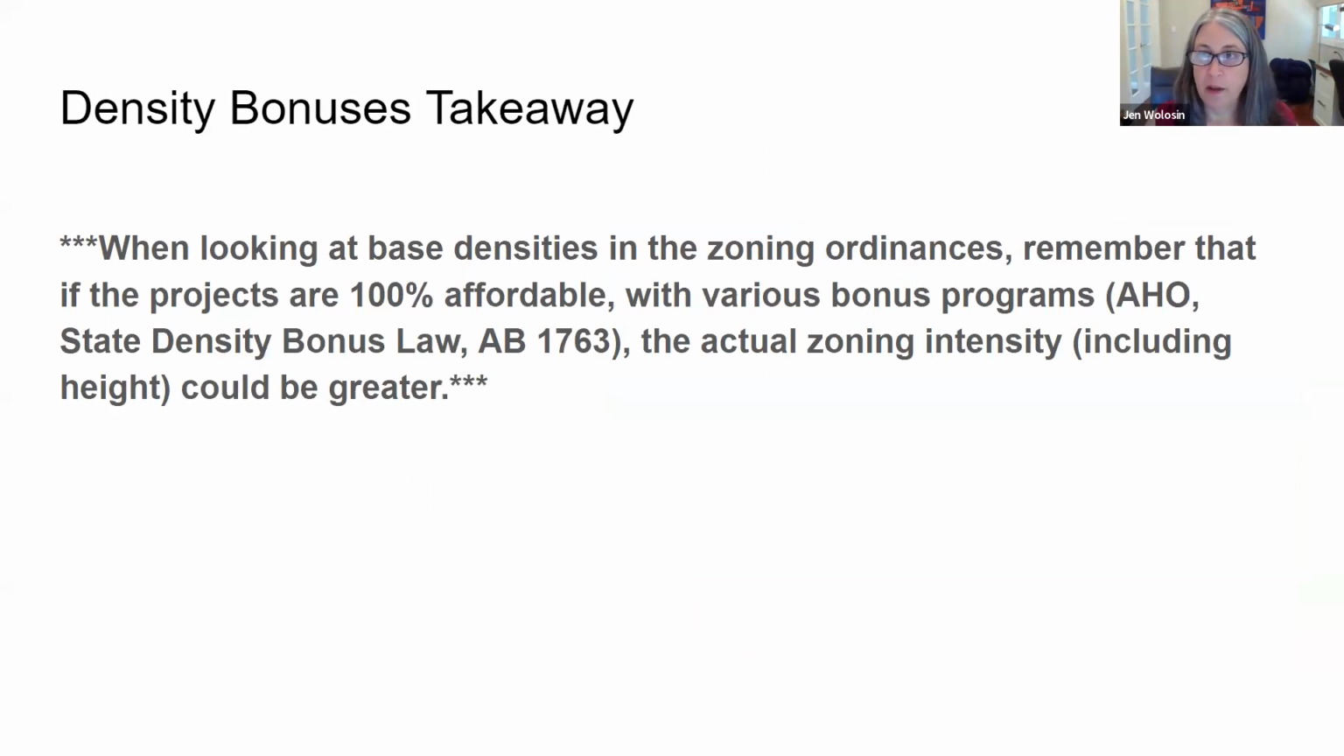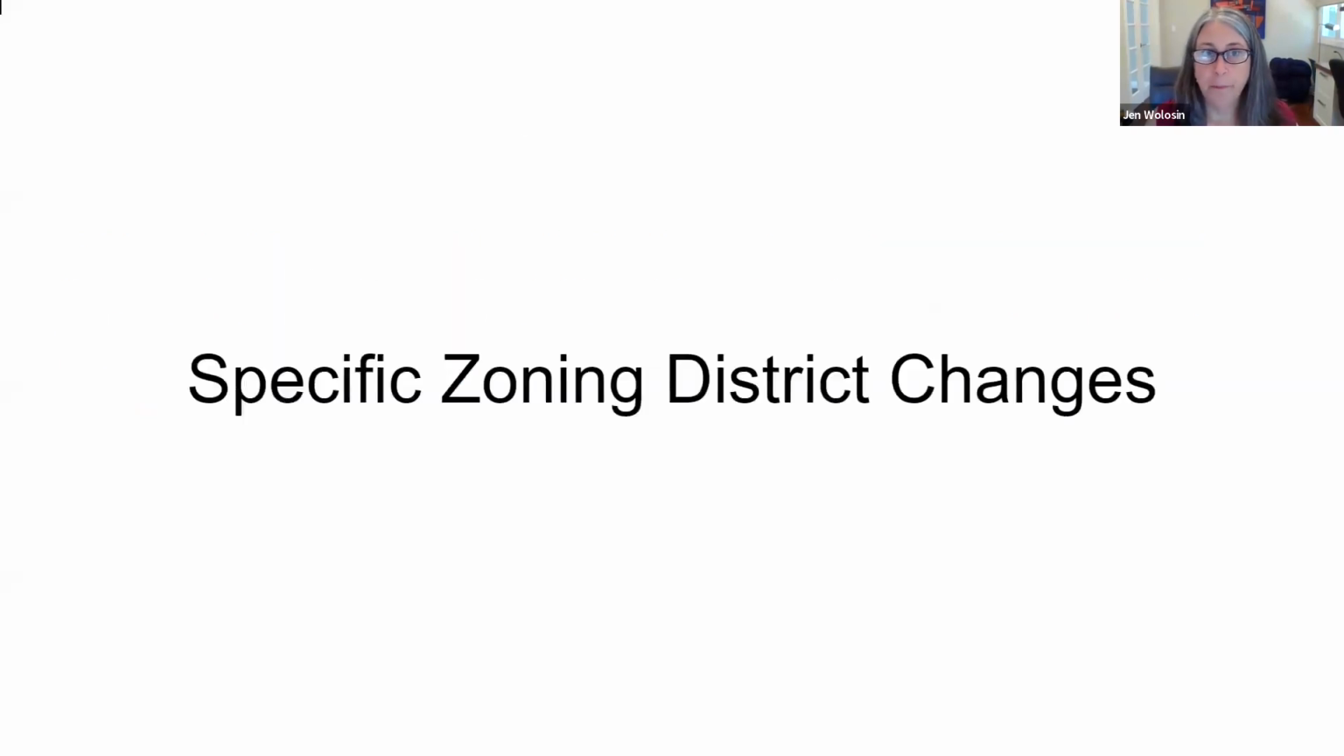So the important thing I want you to learn about these kind of supersizing tools is that when you're looking at base densities in the zoning ordinance, remember that if the projects are 100% affordable, with these various supersizing tools, the Affordable Housing Overlay, the State Density Bonus Law, and AB 1763, the actual zoning intensity, including the height, could be greater.